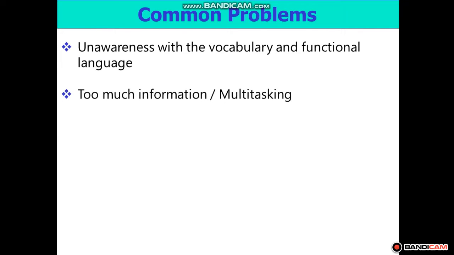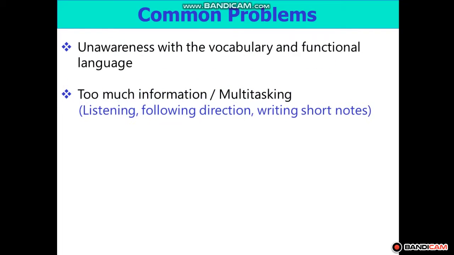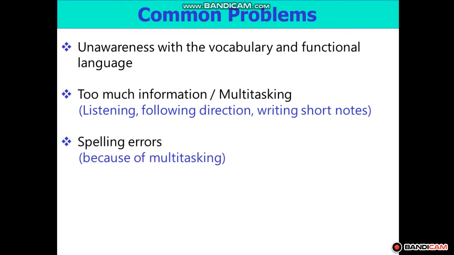Fine. And then too much information, multitasking. Well, what is that multitasking? There is listening going on, following directions and writing short notes. So in that case, the students get puzzled and they tend to miss some questions in this type of question. All right. So you have to keep your wits, remain in your wits, and of course practice. Spelling errors. Well, spelling errors lead to problems because of multitasking, and the reason is the same. All right. And fourthly, visualizing the unseen.